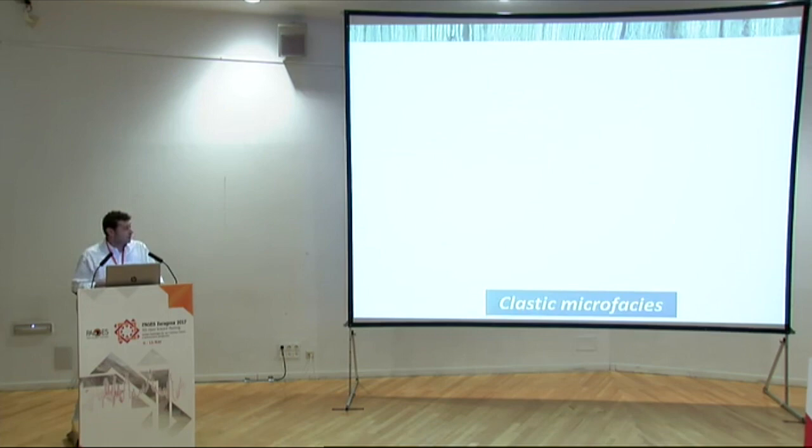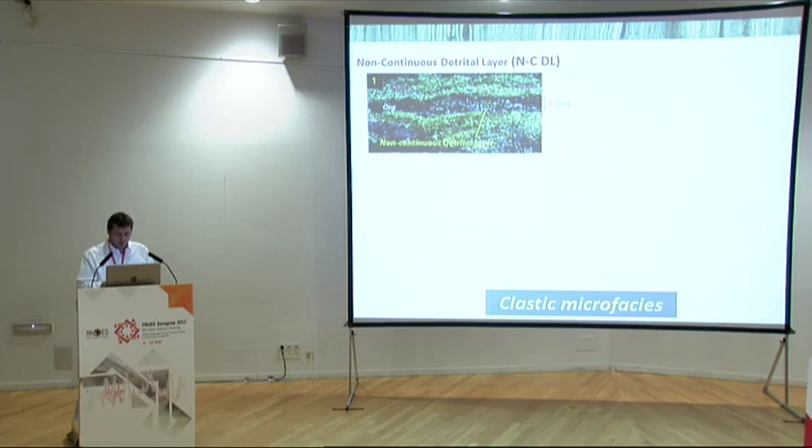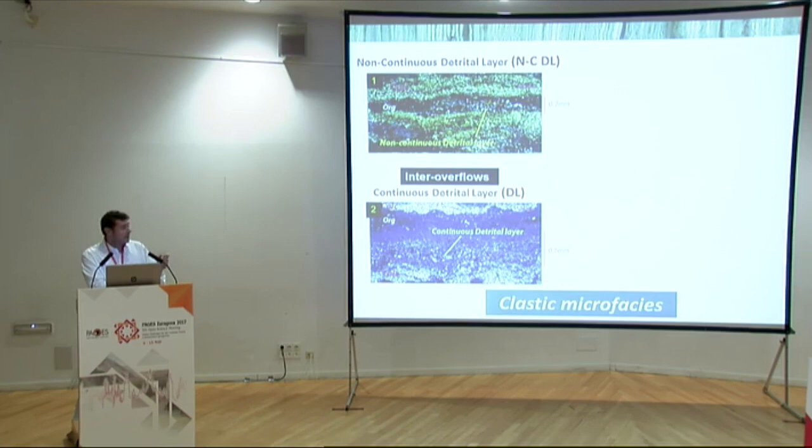Concerning the clastic microfacies, we have identified three different types in the sedimentary record. We have non-continuous detrital layers that are composed of small patches with reduced thickness and grain size. We also have continuous detrital layers, thicker, with higher grain size, and they are deposited in the lake via interflows. And then we also have turbidite-type layers.